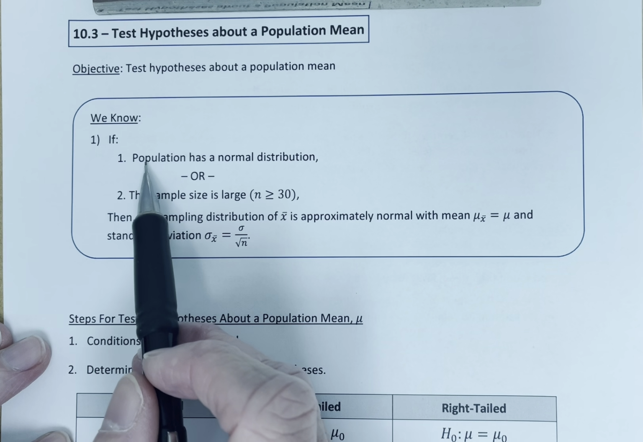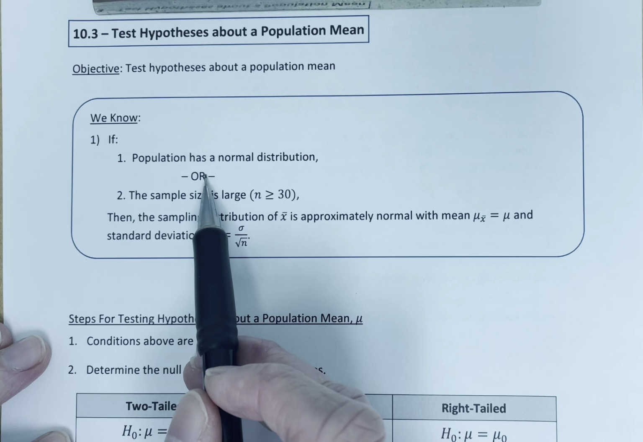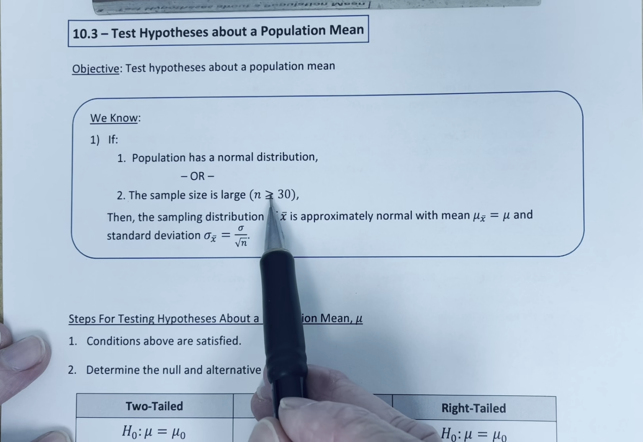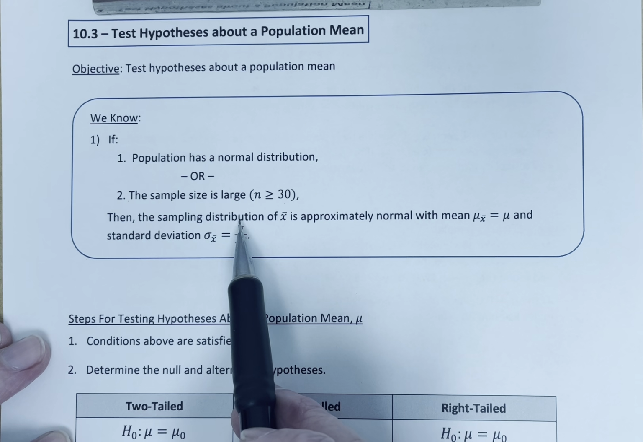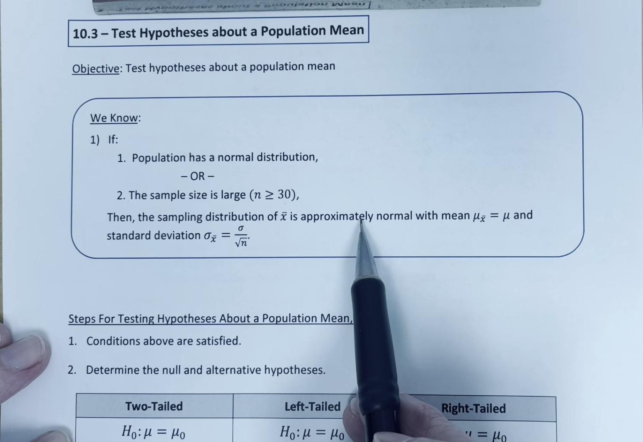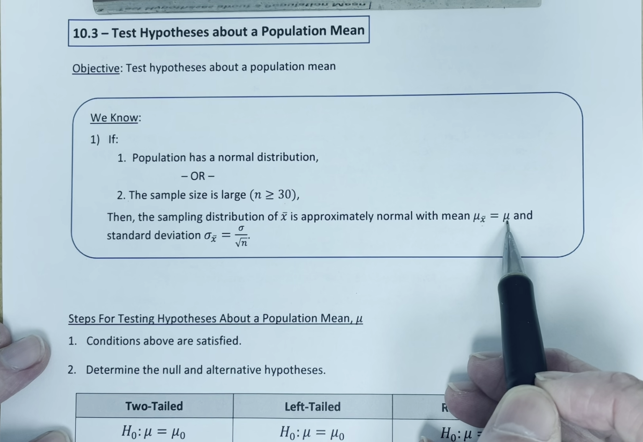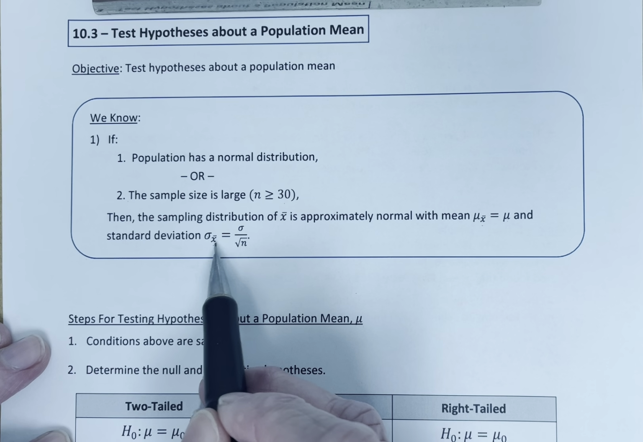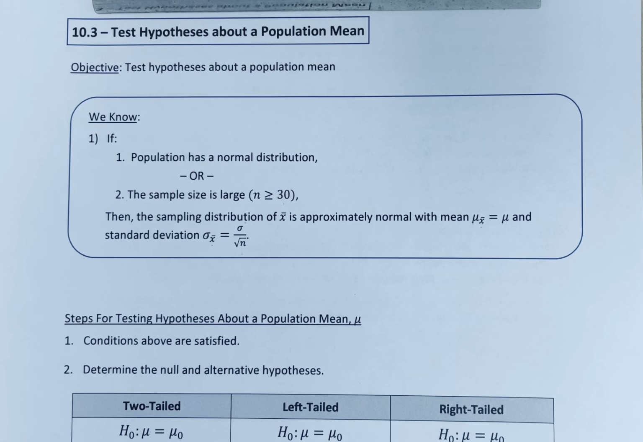If 1, a population has a normal distribution, or 2, the sample size is large, greater than or equal to 30, then the sampling distribution of x bar, the sample mean, is approximately normal, with mu sub x bar equal to mu, and the standard deviation sigma sub x bar equal to sigma divided by the square root of n.